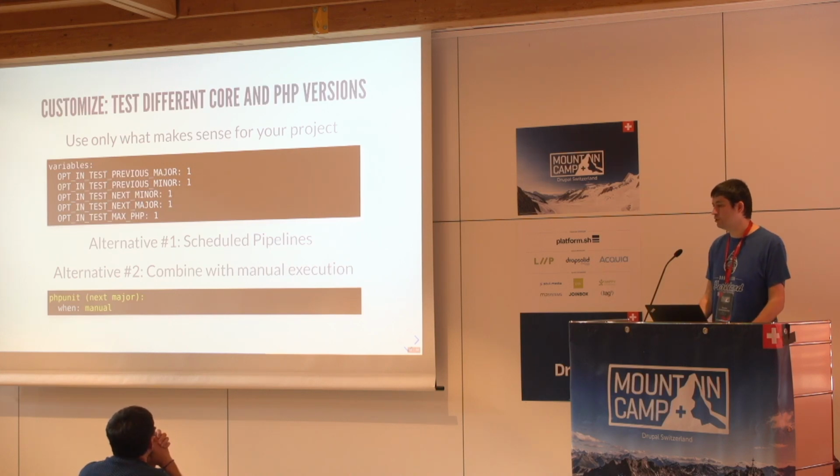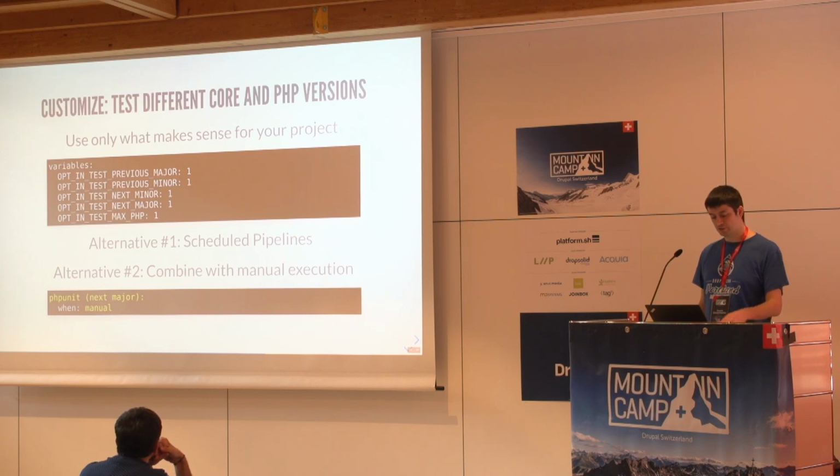There are some alternatives. You can set up scheduled pipelines. For example, you run all your tests once per week against the latest Drupal version to see if anything broke. And you can also do manual execution. So you can have the job there, but it's only executed if you press the button for it.